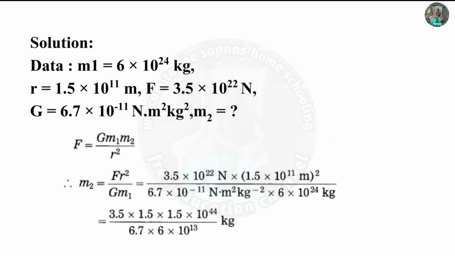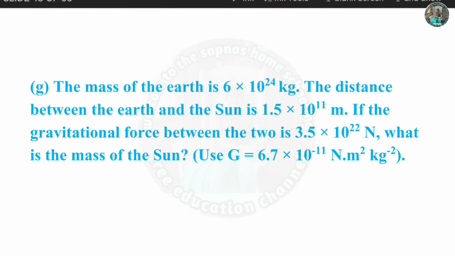Solution. Data. M1 is equal to 6 into 10 raised to 24 kg. R is equal to 1.5 into 10 raised to 11 m. F is equal to 3.5 into 10 raised to 22 Newton. G is equal to 6.7 into 10 raised to minus 11 Nm² per kg². So, M2 is equal to what? So, force is equal to G M1 M2 upon R square. That's why M2 is equal to F R square upon G M1 is equal to 3.5 into 10 raised to 22 Newton.